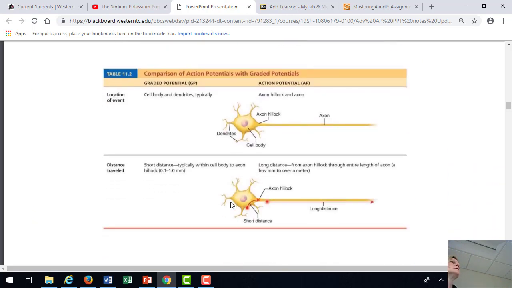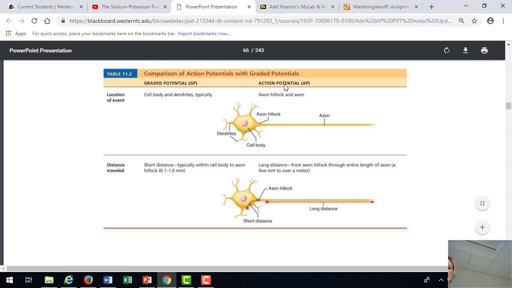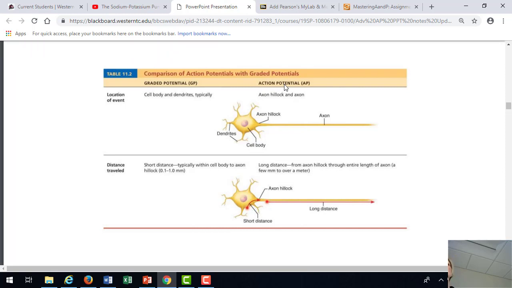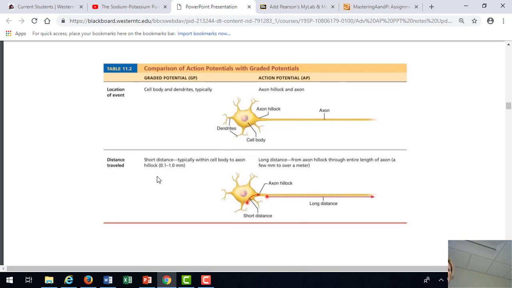Questions on that? So this is a nice little table from your textbook that compares the graded potential versus the action potential. And there'll be a lot of questions on this first test about that. So where do graded potentials form? Cell body and dendrites. That's where those special receptors are located to let a little bit of sodium or potassium or whatever ion in. And at the axon hillock and the axon are where the voltage gated channels are. So these can travel the whole distance down the neuron. The action potentials are the long distance signals. These fizzle out on the cell body.